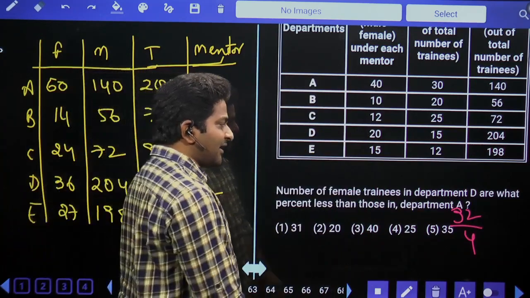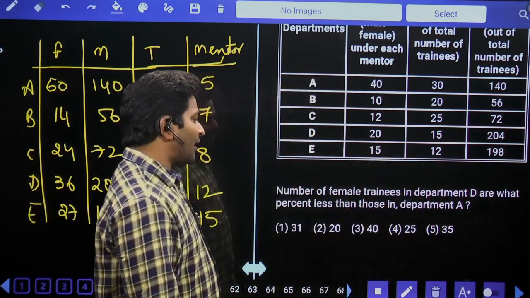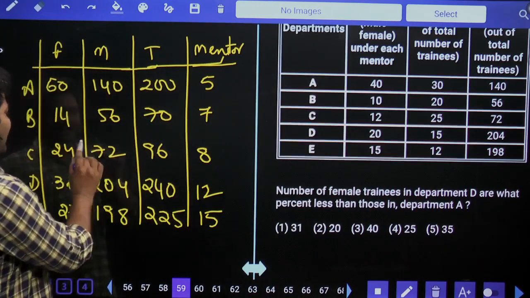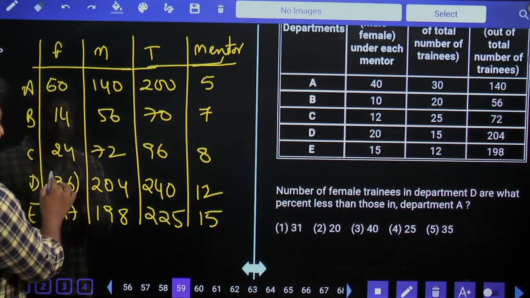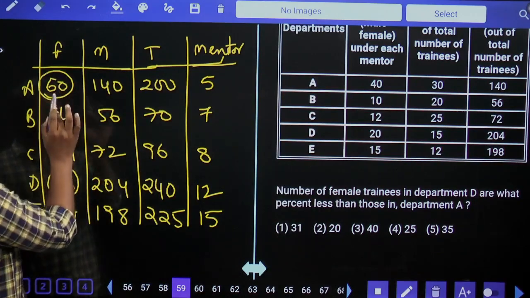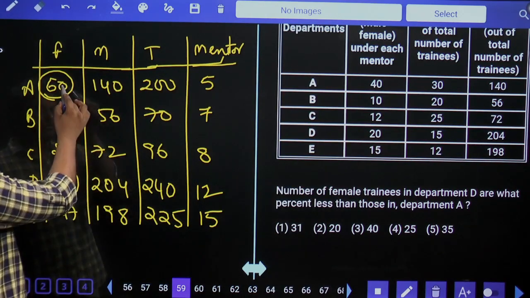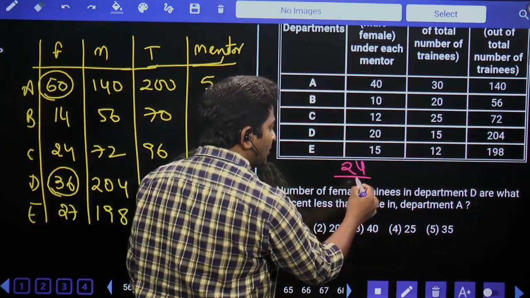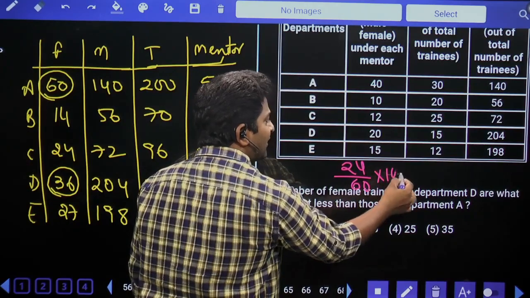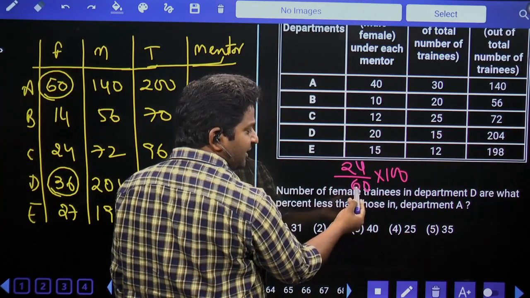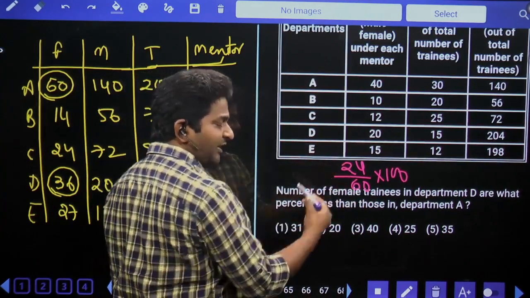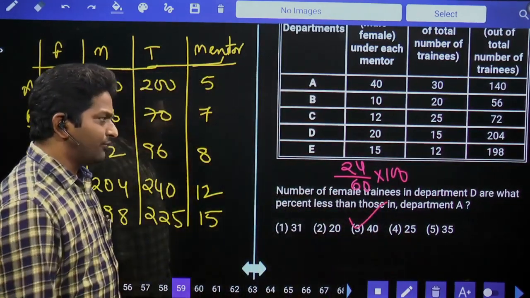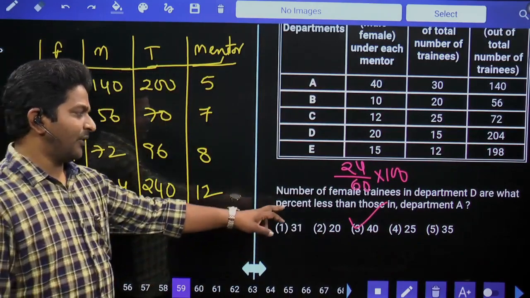Number of female trainees in department D are what percentage less than those in department A? With respect to 60, 36 is 24 less, out of 60 into 100 percent. Now 10% of the denominator is 6. 6 4 times is 24. So 10% into 4, that is equal to 40%.